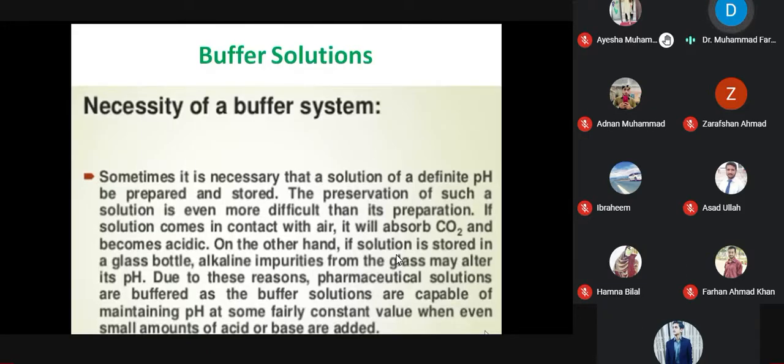So we need this type of solution in industries as well as in pharmaceuticals and health. For example, when we are going to test our blood, we need to maintain the pH of the blood at a specific pH, so we have to carry out the test at a specific pH. So we need this solution in pharmaceuticals and also in some other testing. This is why we need a buffer solution.